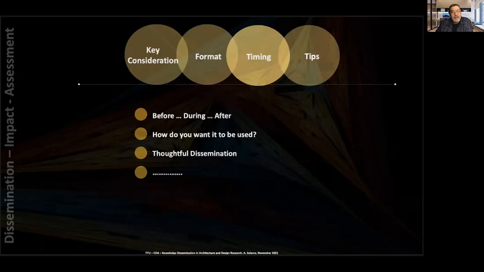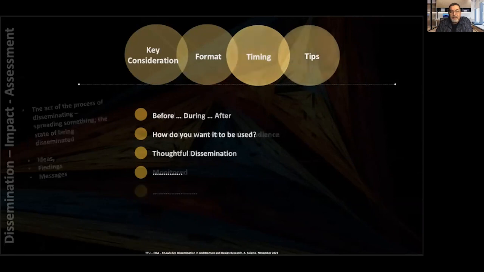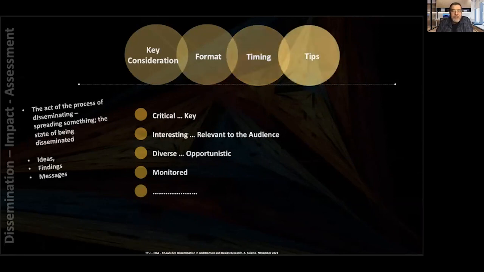I would say here that thoughtful dissemination throughout the research process will ultimately determine how the work will be used, how the work will have an impact, at least at the level of academia. So the key points here are that dissemination is critical to the success of your research. We have seen many researchers who are excellent and managed to do excellent achievements in terms of securing significant funding, but do not disseminate their work effectively.